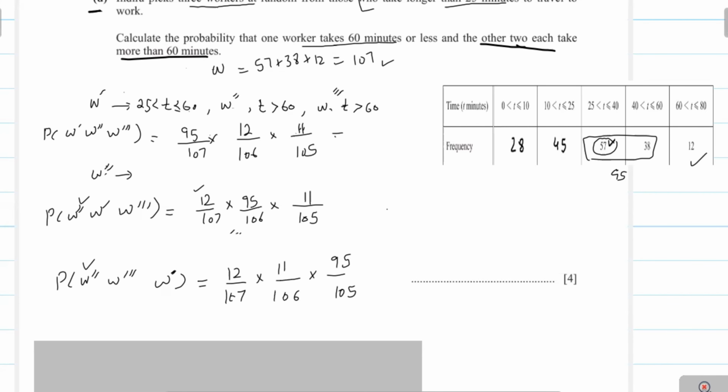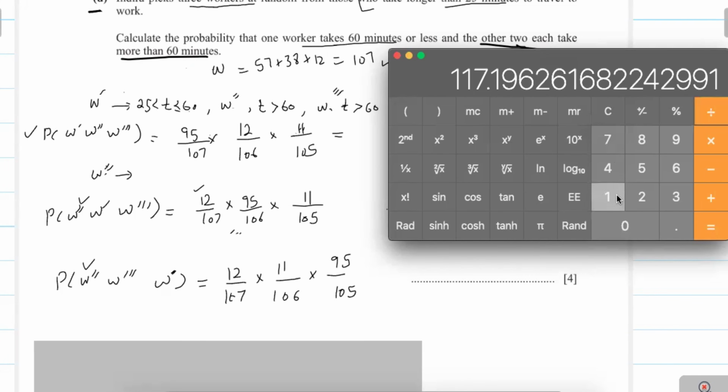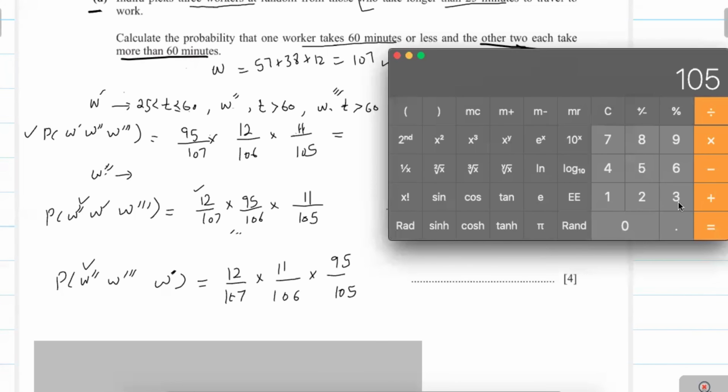because the two workers are already selected. Now we multiply these numbers and we see the probabilities of W dash, W double dash, and W triple dash. You see here 95 multiply 12 multiply 11 divided by 107 divided by 106 divided by 105, and this will be equal to 0.01053.